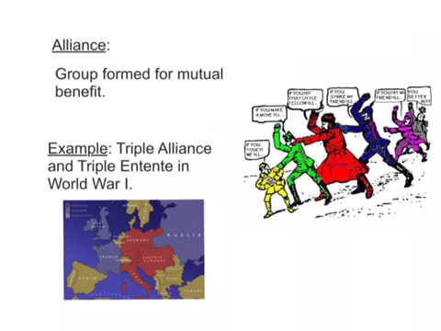Our first key term for this unit is alliance. This is a group formed for mutual benefit and was one of the major causes of World War I. An example of an alliance is the Triple Alliance and the Triple Entente during World War I. Make sure you're using these examples, using key terms, or drawing a picture in the far right-hand side of your vocabulary chart.